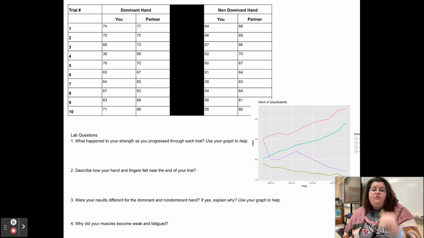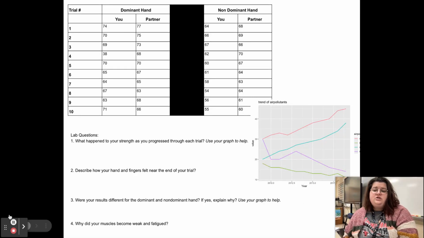For your data, you will need to make a graph that looks similar to this. Obviously, this is a trend of air pollutants graph, not a muscle fatigue graph, but your graph will have 4 lines. Down on the bottom axis, you should have our trial numbers. On the side, you should have our number of clicks. Make sure you have a key so that I can tell which line is which, and a title on your graph.